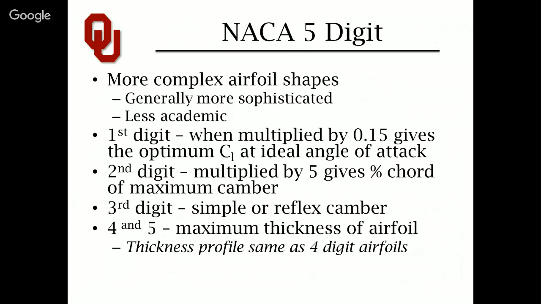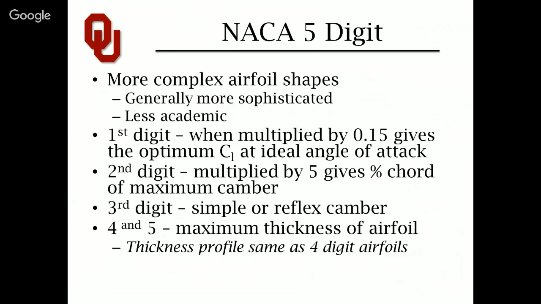And then lastly, of course, the 4th and 5th digit are the maximum thickness of the airfoil, which has the same effects that we've discussed on the NACA 4-digit foils, namely prolonging of attached flow, delay of stall, and softening of the stall by forcing it to occur first at the trailing edge of an airfoil instead of the leading edge due to a sharp profile.